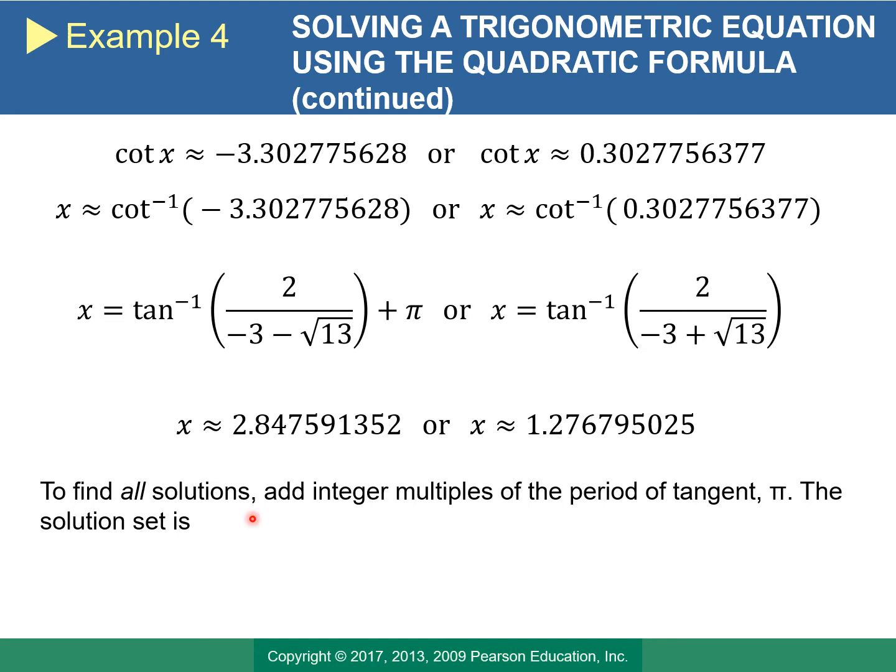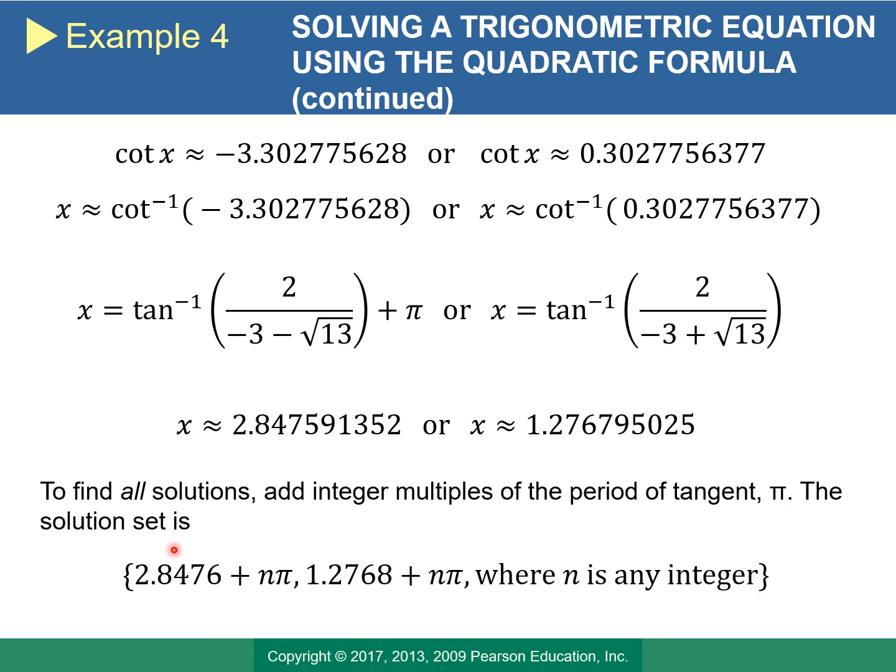The question was to find all solutions, so we're going to add integer multiples of the period of tangent, which is pi. So the period of tangent and cotangent is pi. And so we take our two answers and we add n times pi to our answers. And then we just specify that n is an integer. And that's our solution set.